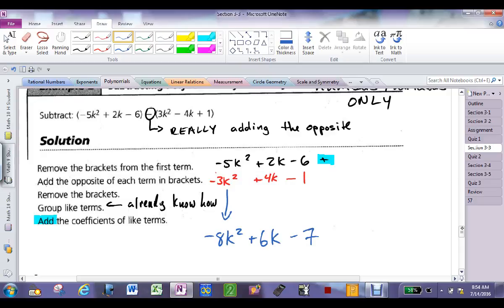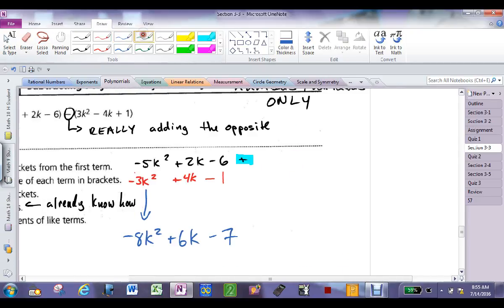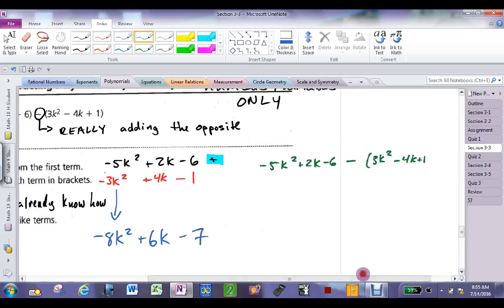Now, a great many of you are going to be too lazy to write this all out. And I'm okay with that if you learn how to do it right. So over here in green, I'm going to show you the other thing you could do. You're still going to have negative 5k squared plus 2k minus 6, yeah? Minus 3k squared minus 4k plus 1.